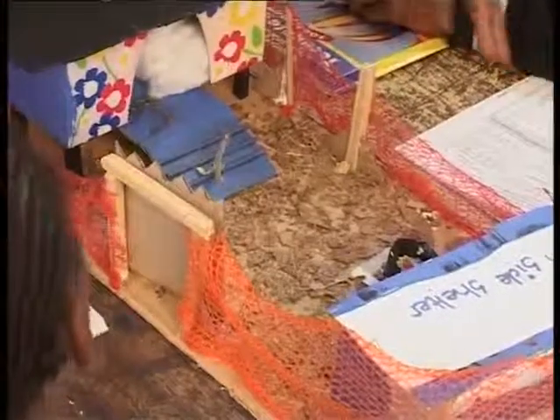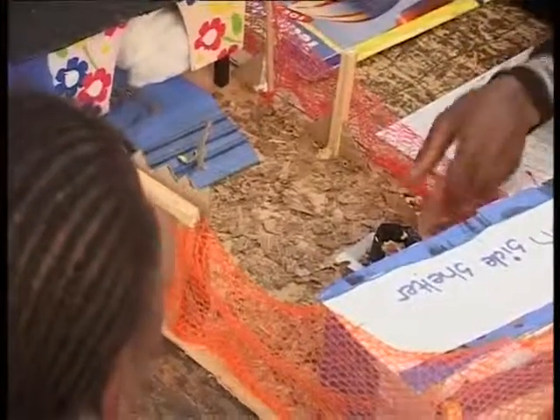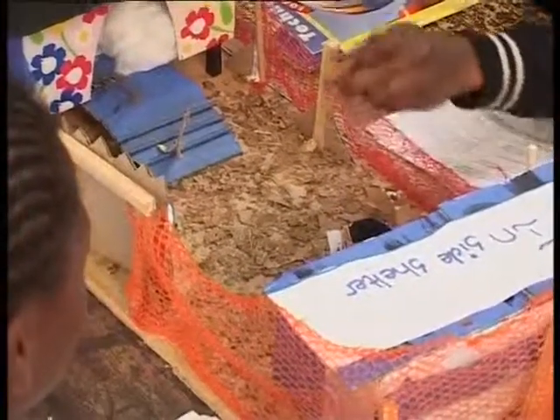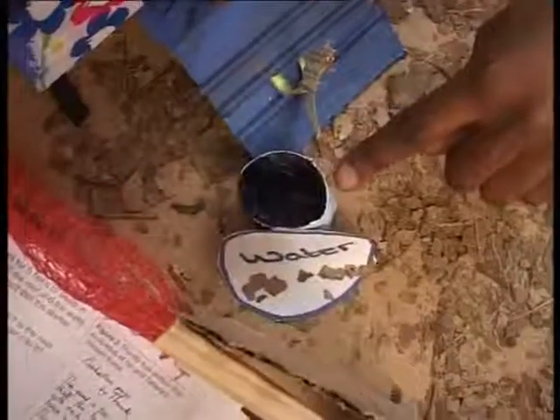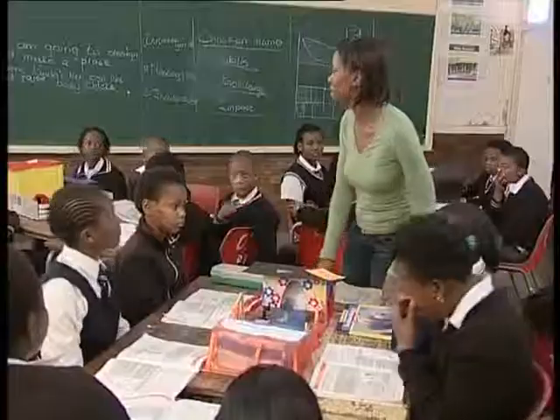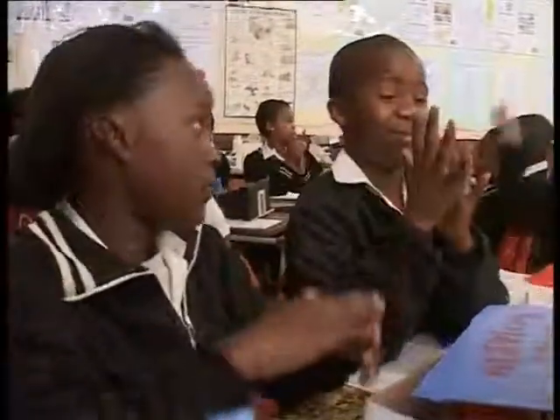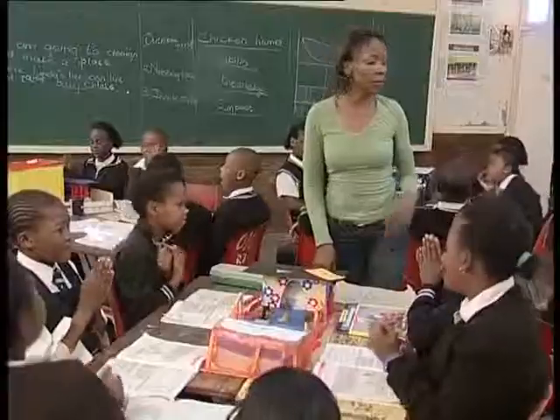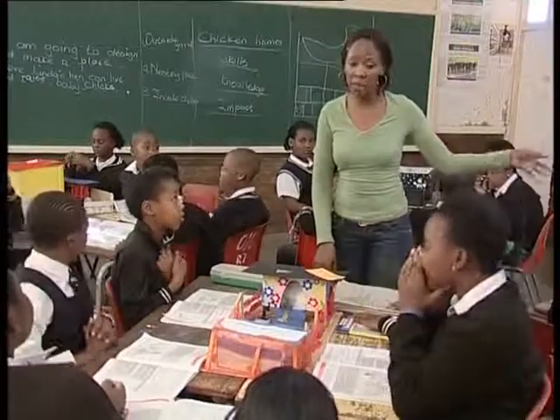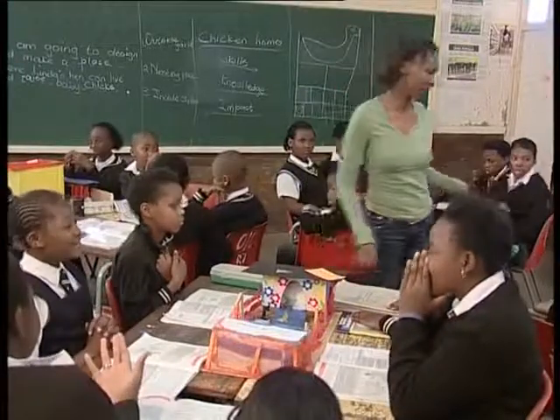Okay. What about food and water? There's a bowl for food. There's a chicken eating. And there's a bowl for water, but there's no water. Wonderful. Let's give them a big clap. Okay, I'm going to move on to the next group now and see how they evaluated their projects, okay?